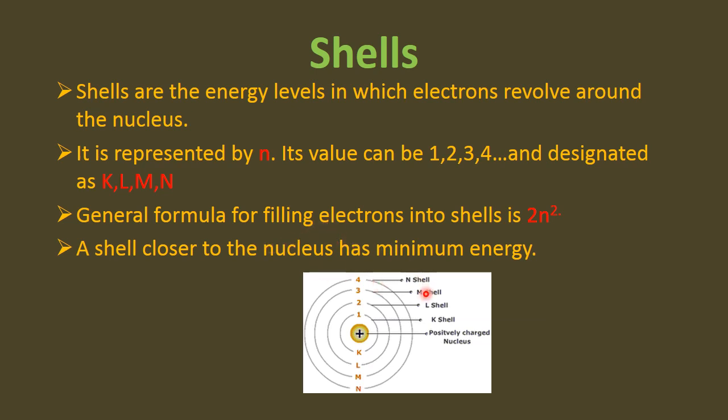Now, how do electrons accommodate in shells? A general formula for filling of electrons into shells is 2n square. Here n is representing the number of the shell. It can be 1, 2, 3 and 4. We're going to put the number of the shell in it and find out the number of electrons which can accommodate in that shell. So let's try.